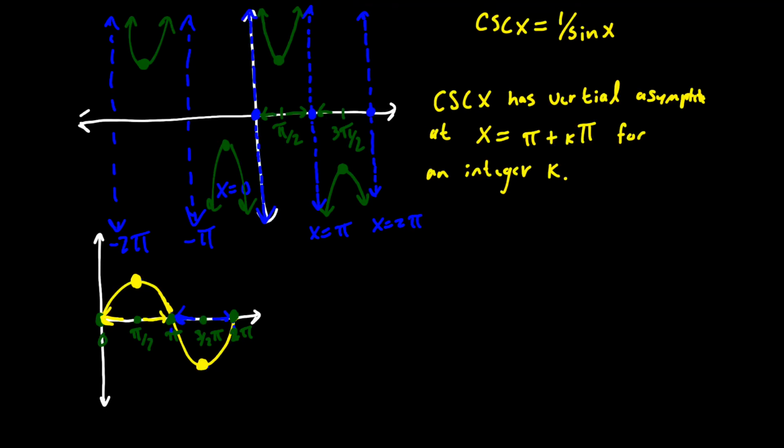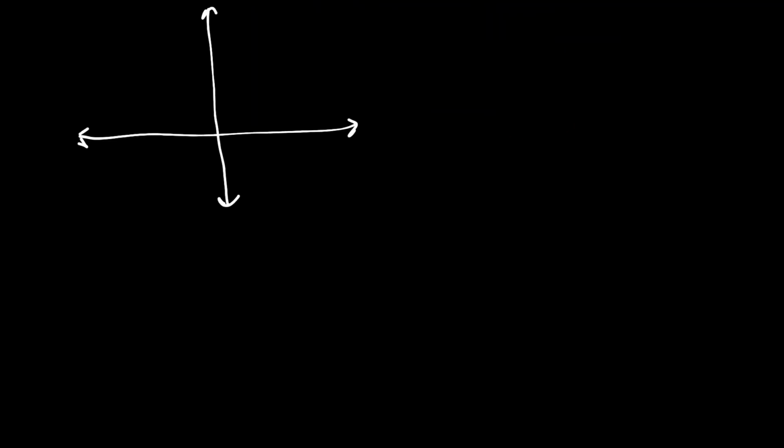And this is the graph of cosecant x. Now let's go ahead and look at the graph of secant x. Secant x is the reciprocal of cosine x. Therefore, when cosine is equal to 0, secant is undefined. Cosine x is equal to 0 at pi divided by 2 and 3 pi divided by 2 and 2 pi multiples of these numbers. So our secant x is going to have vertical asymptotes at the following x values.